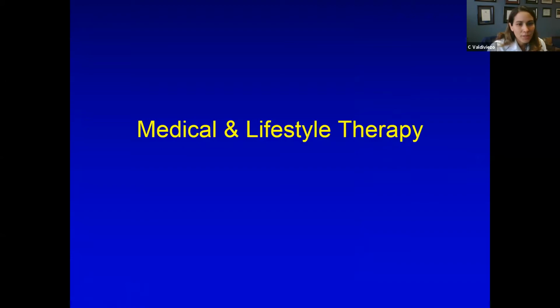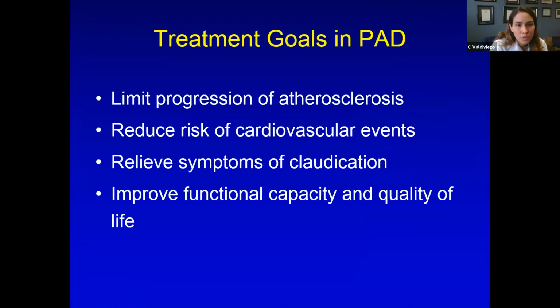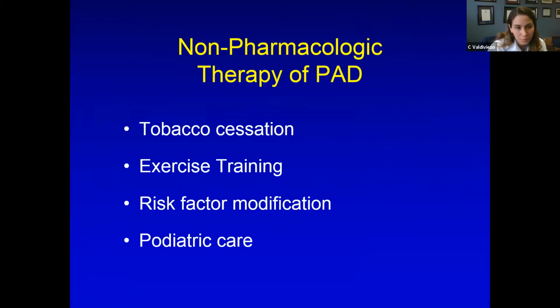So what does medical and lifestyle therapy consist of? The treatment goals in peripheral artery disease are to limit progression of atherosclerosis, reduce the risk of cardiovascular events, relieve symptoms of claudication, and of course improve functional capacity and quality of life. Non-pharmacological therapy of peripheral artery disease consists first and most importantly of tobacco cessation, which is one of the main risk factors, and it's going to be hard to treat a patient who doesn't even quit smoking. And unfortunately, we do see a lot of patients who have significant severe peripheral artery disease and are still smoking, so that's very difficult to treat.